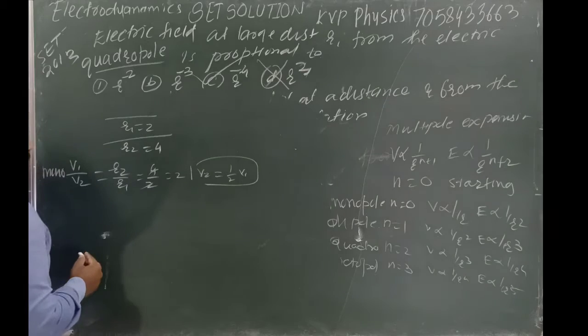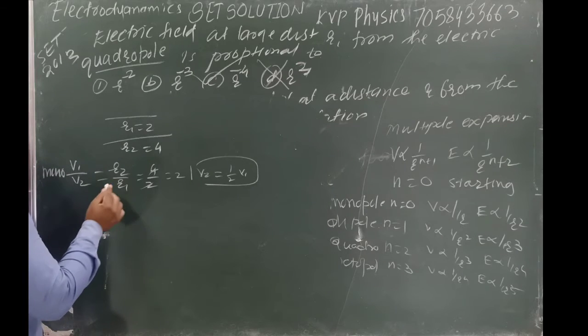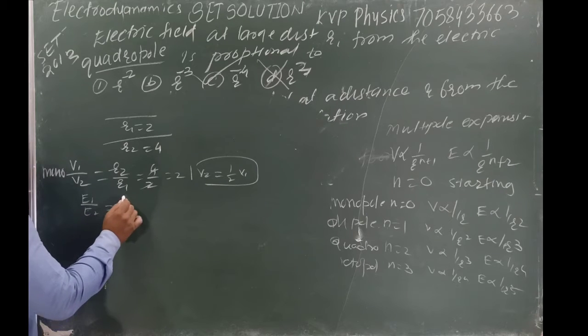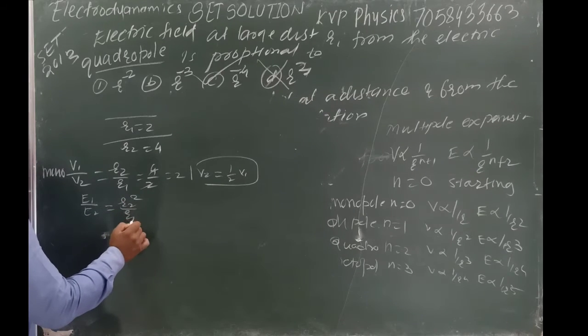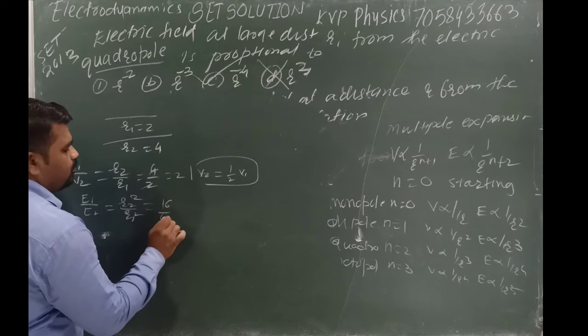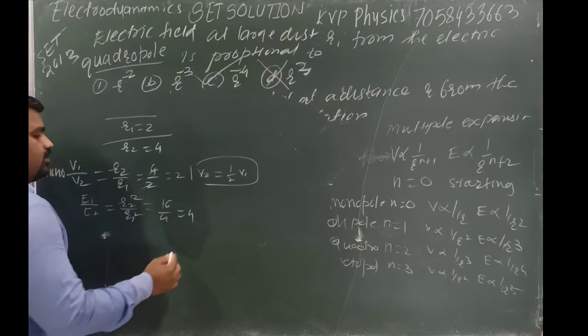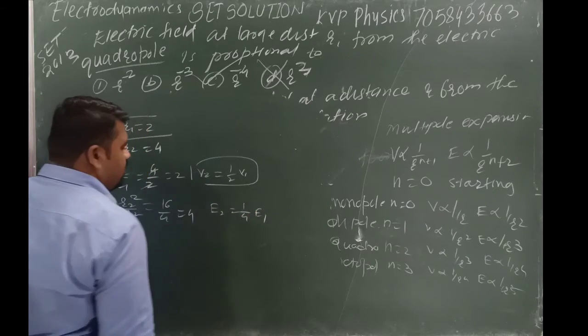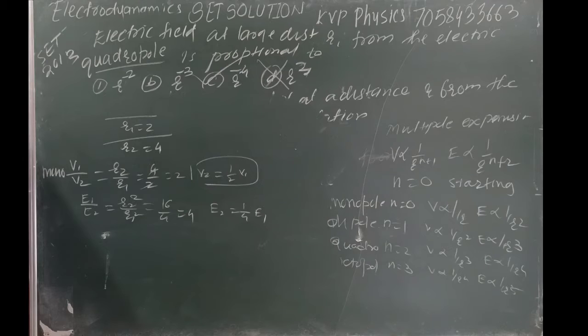Okay, for monopole. And what is the electric field relation? E1 upon E2 is equal to R2 square upon R1 square. 16 upon 4 is equal to how much? 4. Means E2 is equal to 1/2 of E1. Next, this is for monopole.